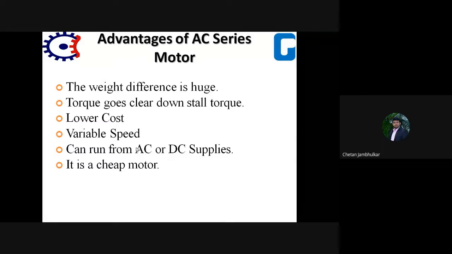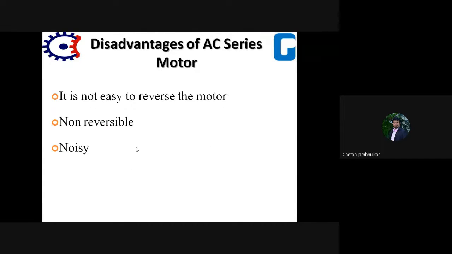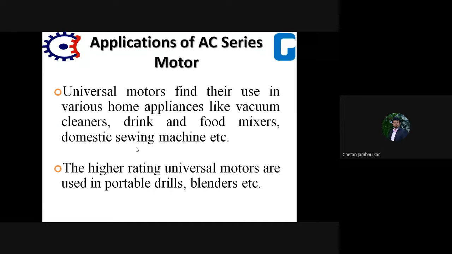The advantages of the AC series motor: the weight difference is huge, it has high starting torque, it has lower cost, variable speed is there, it runs from AC supply or DC supply both, and it is a cheaper motor. And the disadvantages of the AC series motor are that it is not easy to reverse the motor, so it is a non-reversible motor, and it is a noisy motor.